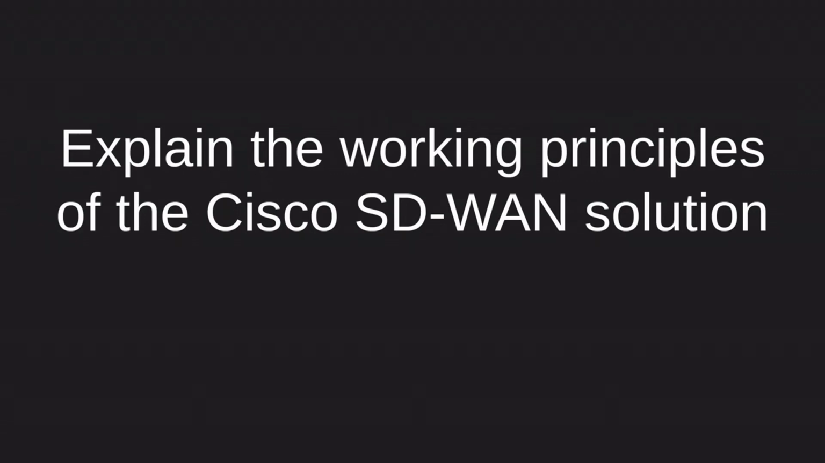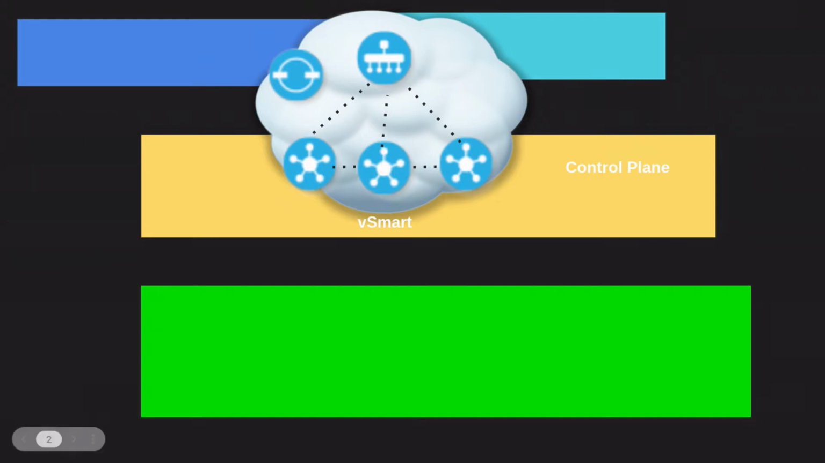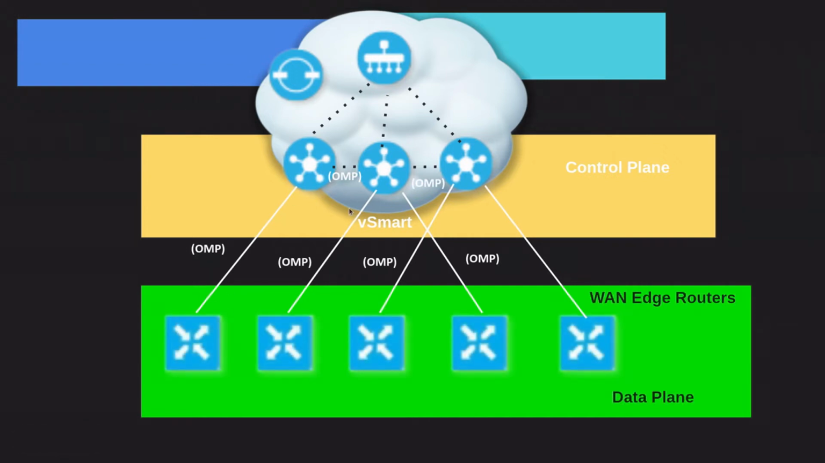In this video we are going to be explaining the working principles of the Cisco SD WAN solution. The first device I wanted to talk about on the SD WAN is the vSmart. The vSmart is the control plane for the Cisco SD WAN. The vSmart controllers facilitate the fabric discovery by running the Overlay Management Protocol, or OMP, between each other, and also between the Cisco vSmart and the Cisco WAN edge routers. So they run that OMP between the vSmart and the WAN edge routers.